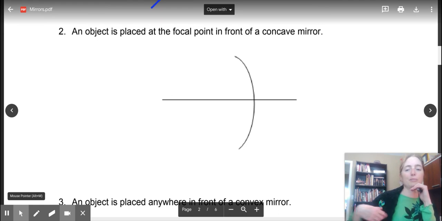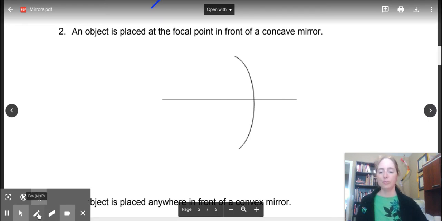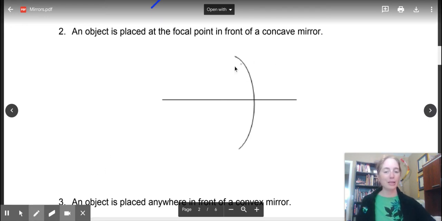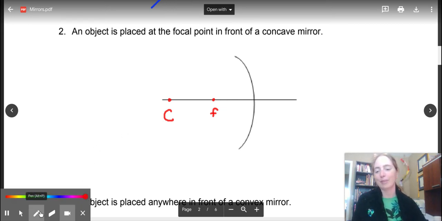An object is placed at the focal point in front of a concave mirror. Okay. So I'm going to start by labeling my entities on the mirror here. I'm going to make my center of curvature. Okay, that's my center of curvature. My focal point is going to be half of that distance. For our purposes, it does not have to be exact, because I haven't given you any exact numbers yet. We're just drawing ray diagrams.